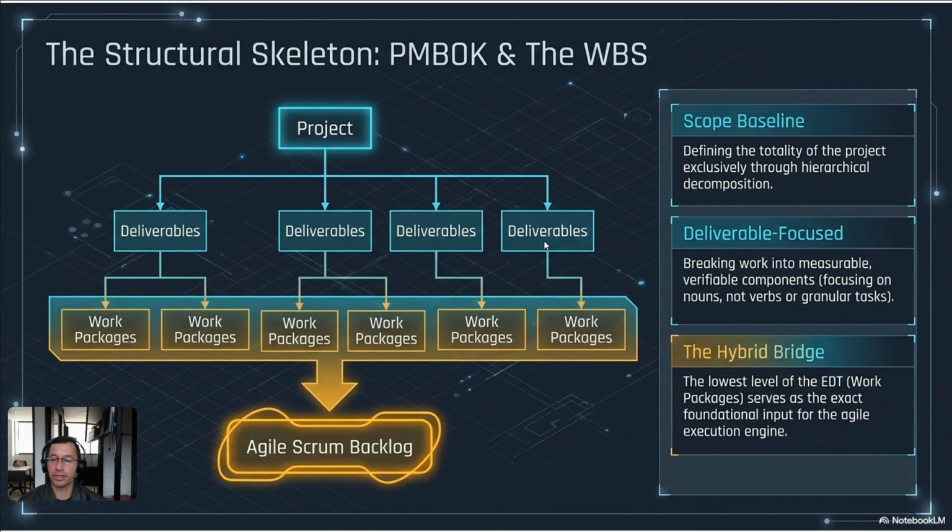Number three, the hybrid dish. This is the most typical point of the proposal. The work packages at the lowest level of the WBS are the starting line of the Scrum backlog. This is a traditional practice because it fuels the agility design in the engine.